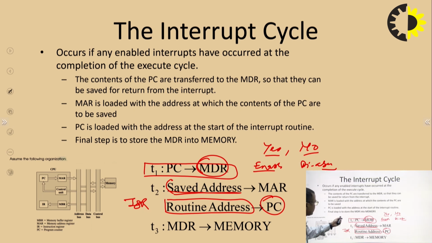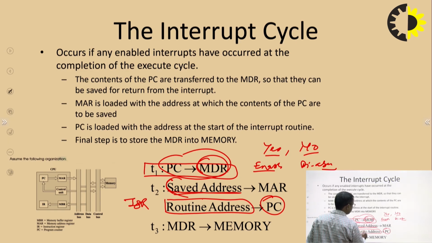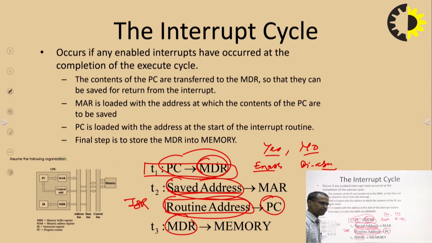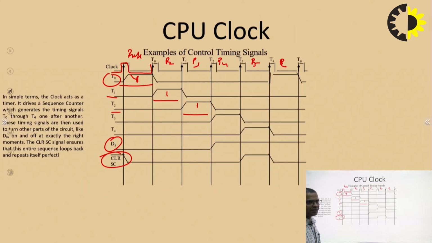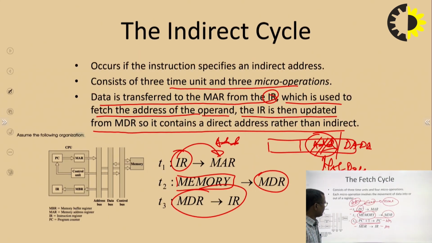So the setup operation is nothing but T1, T2 and T3, because I am interrupted. I will first save my current execution address at the saved address, then I will load the routine address in PC, then I will save the MDR to the memory location. So in this way, the whole world of CPU executes its micro operations within this cyclic process.